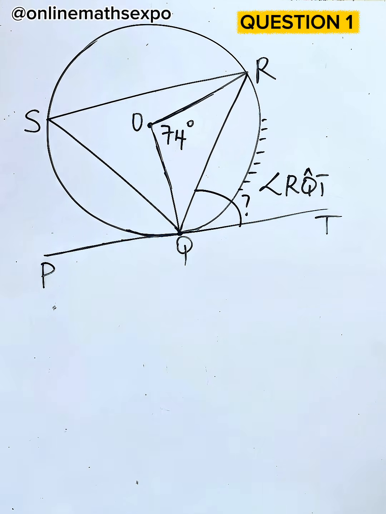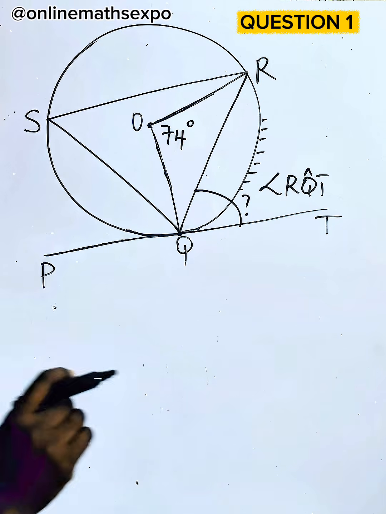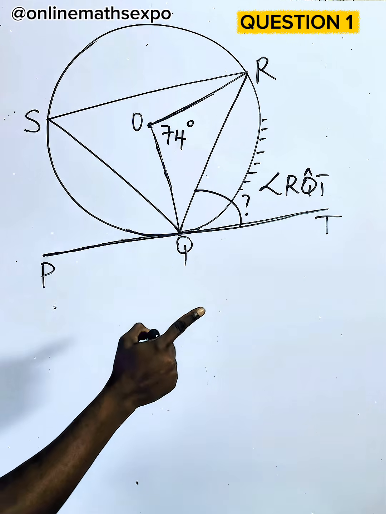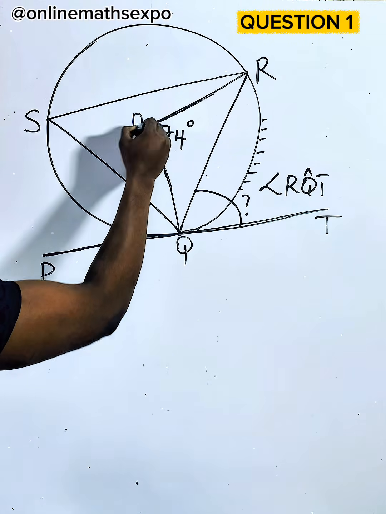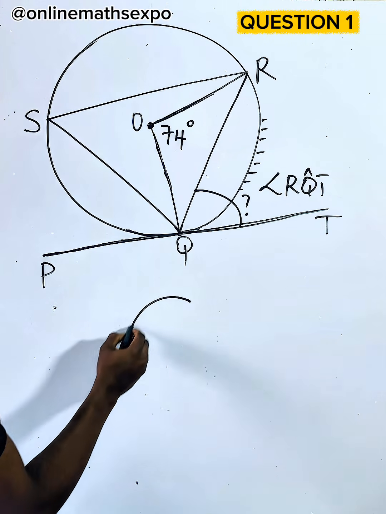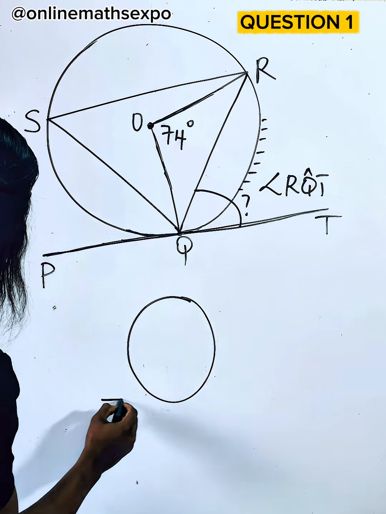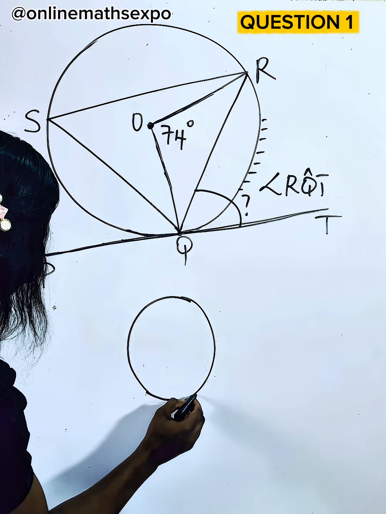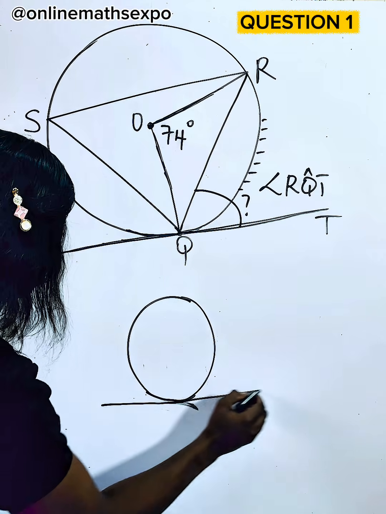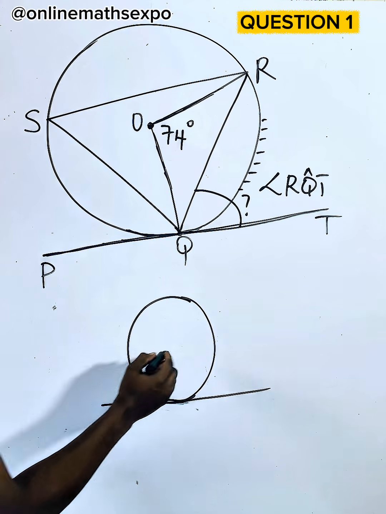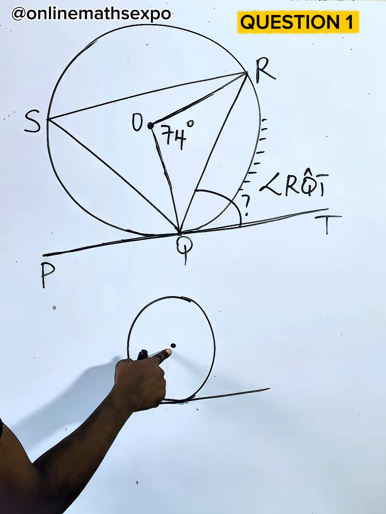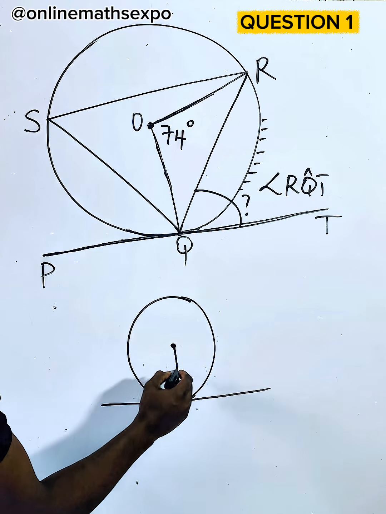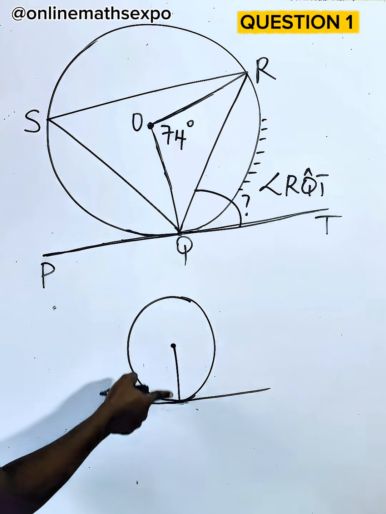Now, how do you find the angle? Let me teach you what to do. Remember, we are told that this line is a tangent, and you are also told that this is the center. So whenever you have a circle drawn and there is a tangent and there is a center, the line from the center touching the circumference is what we call the radius. This line is the radius.